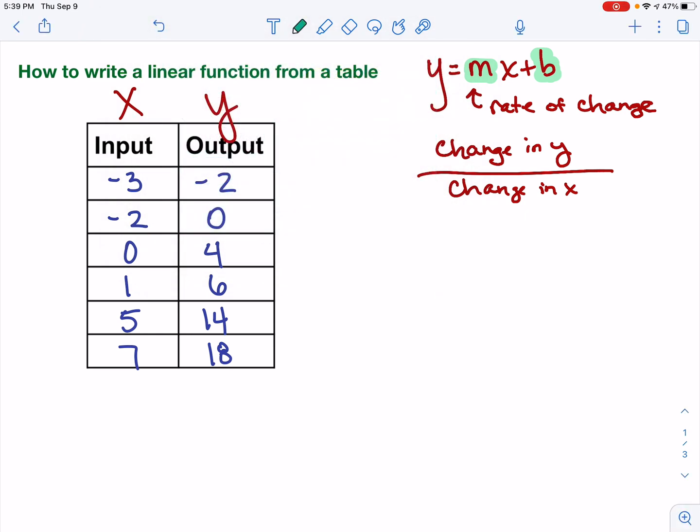So let's look here. How much is my y changing here from the first row to the second? So from -2 to 0, it increased by 2. If I look over on the x side and I say how much did it increase from -3 to -2, that went up 1, so +1. So my change is going to be 2 divided by 1. And if I simplify that, 2 divided by 1 is 2.